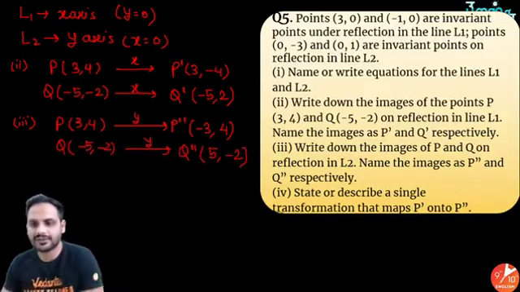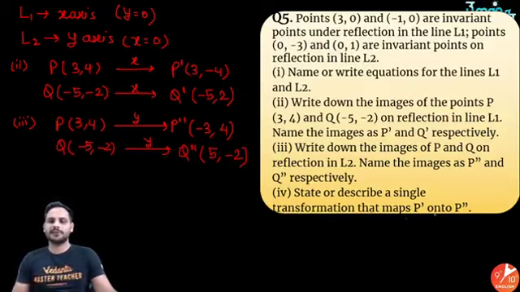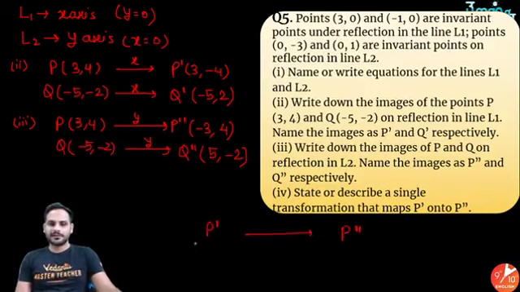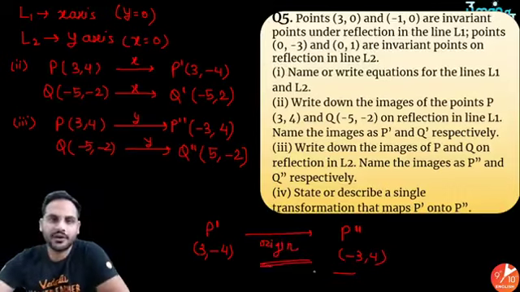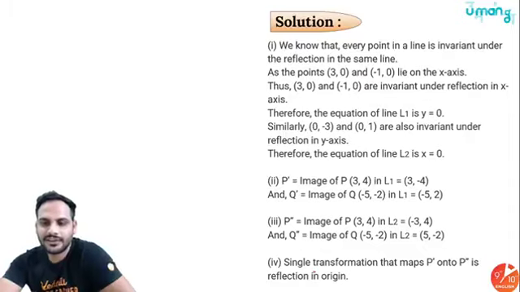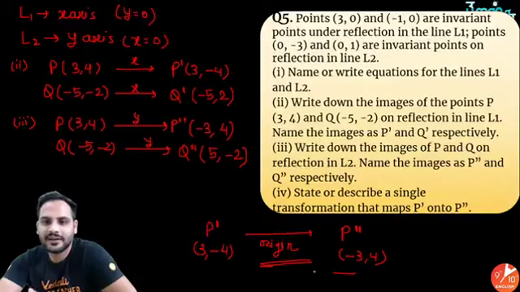State or describe a single transformation that maps P dash to P double dash. So P dash to P double dash, how can I go? P dash is (3, -4). P double dash is (-3, 4). So you can see the x coordinate is changing the sign as well as the y coordinate is also changing the sign. So the reflection is under the origin. As simple as that. So the questions are very easy.